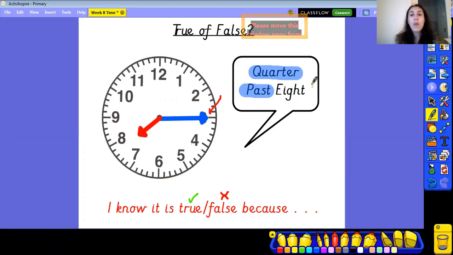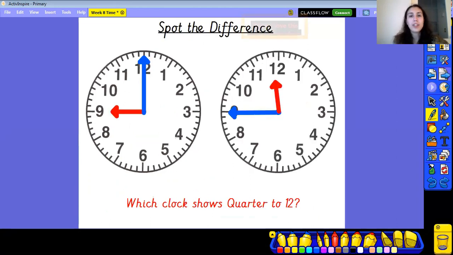So that means then that the hour hand must be past the 8. Has our hour hand gone past 8 yet? No, it hasn't. So our hour hand is in the wrong place for this time. So actually the hour hand has gone past the 7. It's not yet been 8 o'clock. So we can say that we know it is false because the hour hand has not gone past the 8th hour. Therefore, the time is 7:15. Well done if you got that right.